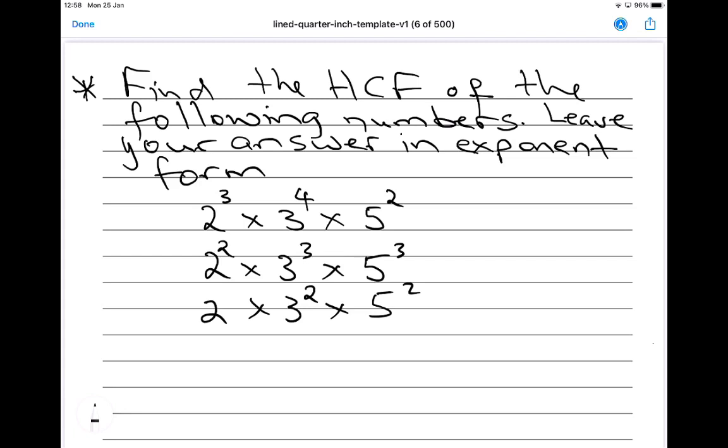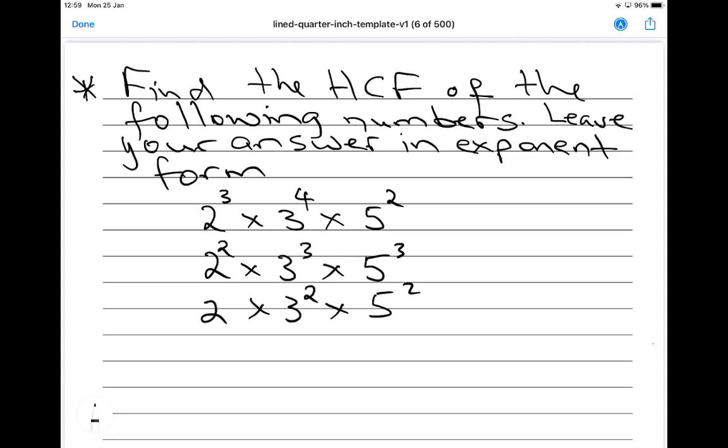Here is another example. Find the highest common factor of the following numbers, and you can leave your answer in exponent form. So we are given 3 numbers here. These numbers have been prime factorized already. That is why the first number there is just 2 cubed times 3 to the power of 4 multiplied by 5 to the power of 2. So it's a number that has been prime factorized already for us. The second number is 2 squared times 3 cubed times 5 cubed, already prime factorized for us. And the last one is 2 multiplied by 3 squared multiplied by 5 squared, also already prime factorized for us.